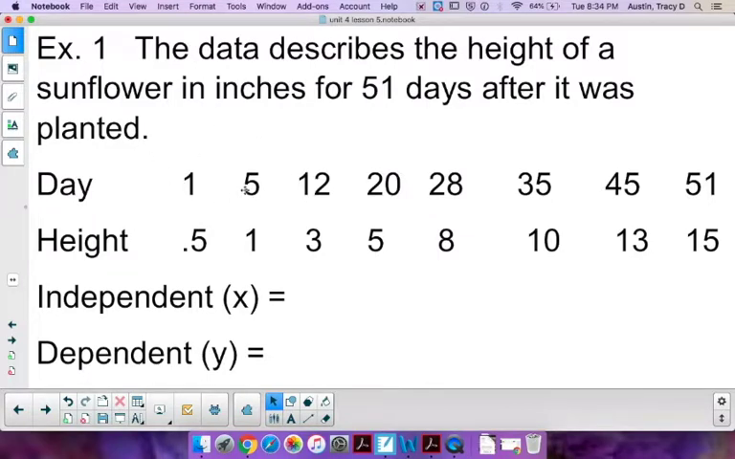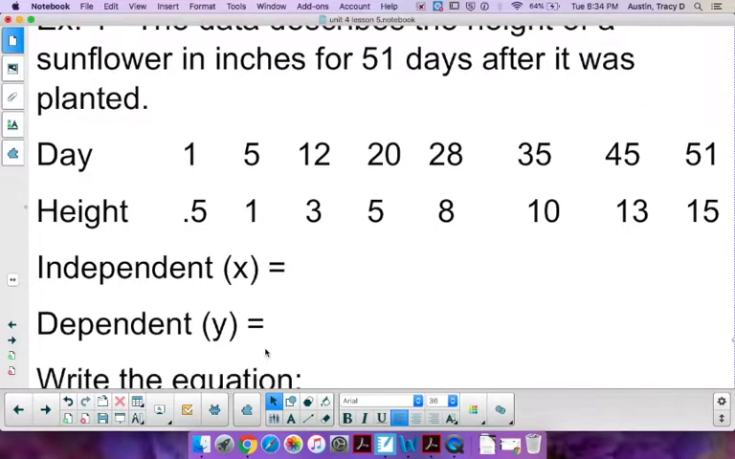When we go to the calculator and we put in stat and then we're in edit, we're going to put in L1, because that's going to be your independent, your X, right? The height of a sunflower in inches for 51 days. So does the height depend on the day or the day depend on the height? I hope you said that the height is dependent on the day. Okay, so we're going to put 1, 5, 12, 20, 28, 35, 45, 51 in the L1 column.